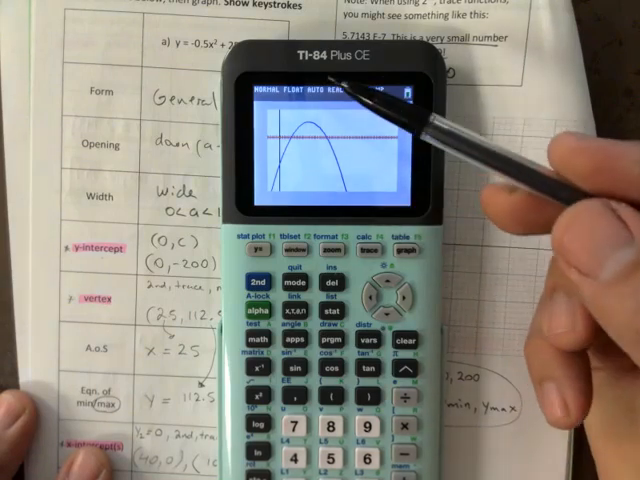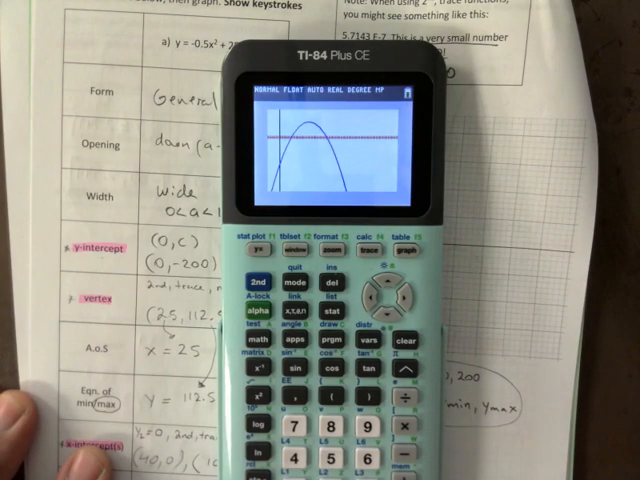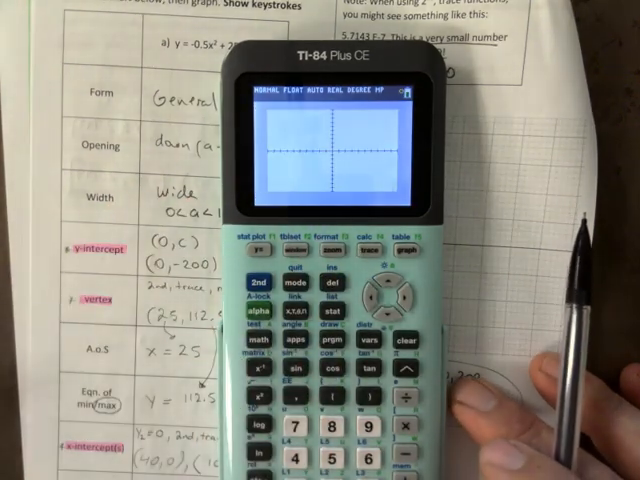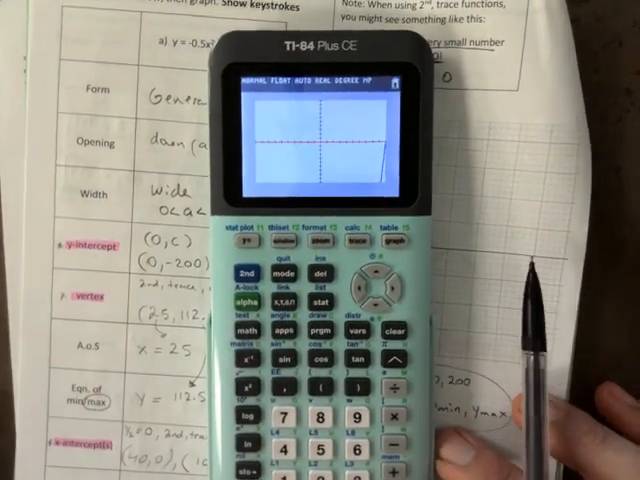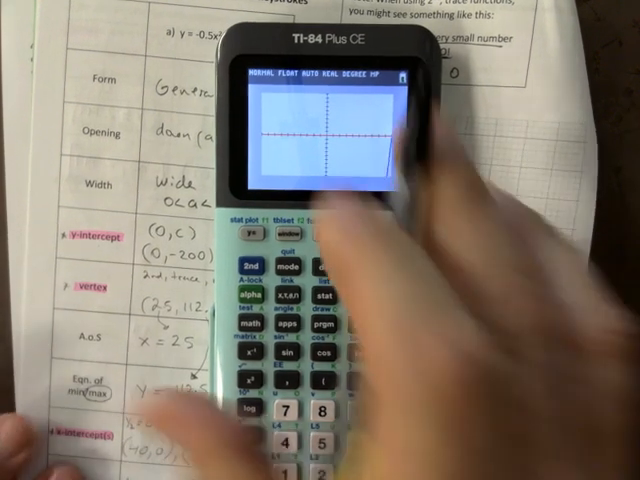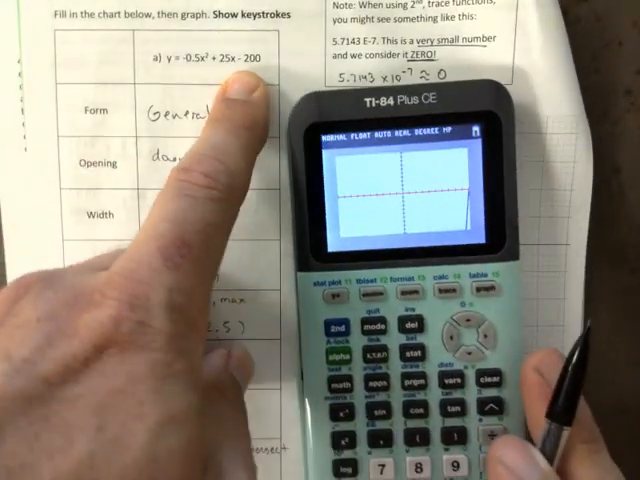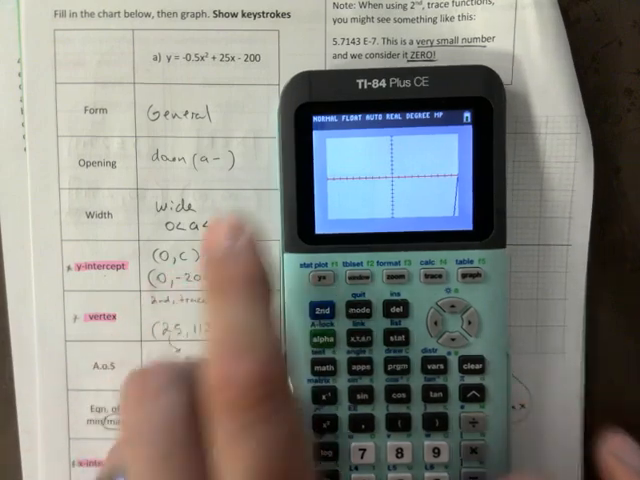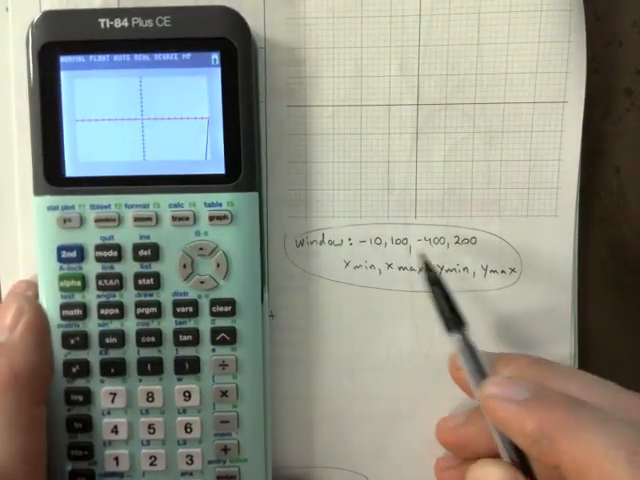We adjusted our window because originally, remember, Zoom 6 gets you to a standard window, and that just didn't work for us. How could I foretell the y-intercept was negative 200 just by looking at it, right? So I knew that I had to do something to my window. And I recorded it last lesson, right?